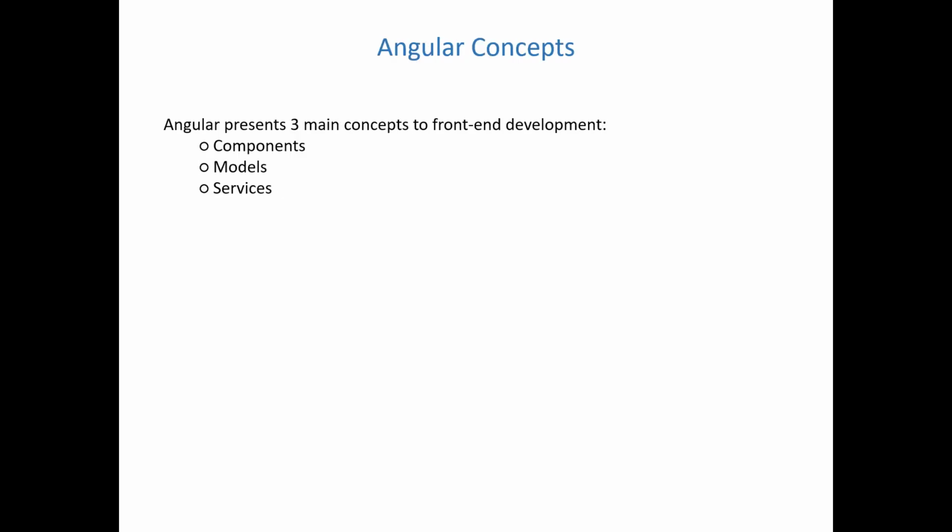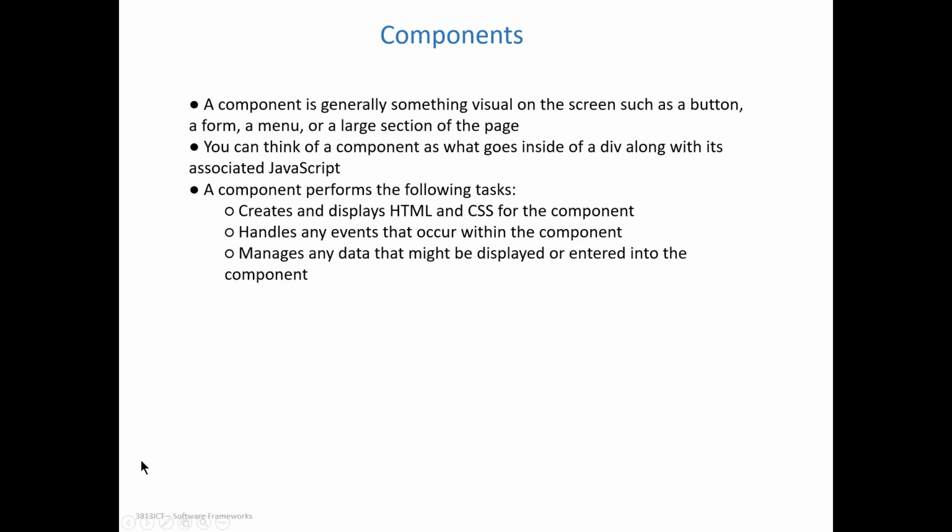So Angular presents three main concepts for front-end development, and we'll look at components, models, and services. A component is generally something visual on the screen, such as a button or a form or a menu or any section of your page. You can think of a component as what goes inside a div tag along with any associated JavaScript and logic. A component performs the following tasks: it can create and display HTML and CSS for the component, it handles any events that occur within that component, and it manages any data that might be displayed or entered via that particular component.